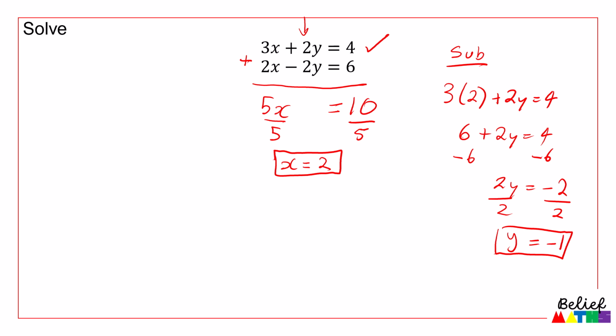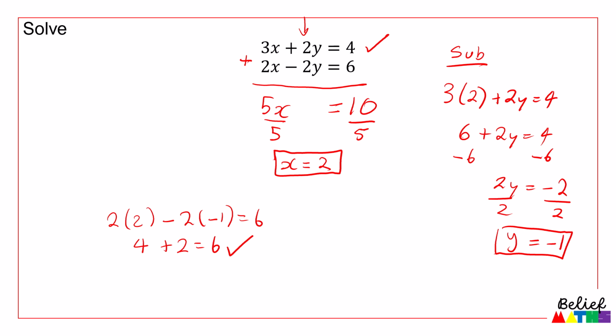Now we didn't do this in the last question, but to check our answer, we can sub those two into the second equation, the one we haven't used yet. So if we do that, we get 2 times 2 minus 2 times negative 1 equals 6. Now 2 times 2 is 4. Minus 2 times minus 1 is positive 2. And we can see that 4 plus 2 is 6. So we know that our answer is correct.